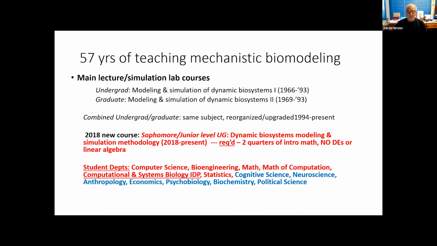Okay, so I've been basically teaching two courses, three actually, over this period. From 66 to 93, I had an undergraduate course called Modeling and Simulation of Dynamic Biosystems. And that course was relatively high level. And I was teaching it mostly to engineers until later when I got involved in this. Well, at the time it was called the Cybernetics Interdepartmental Undergraduate Program.